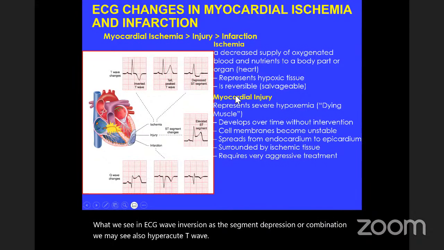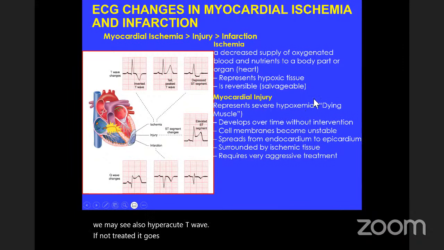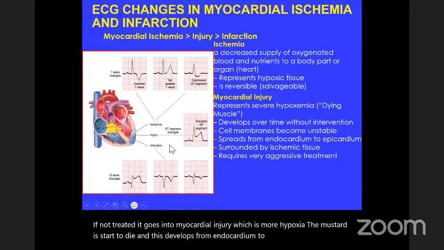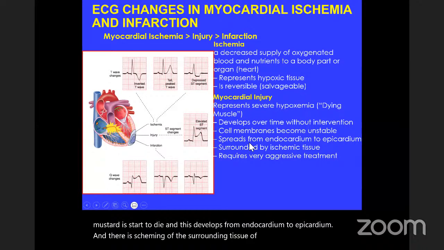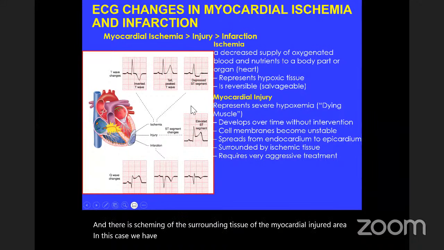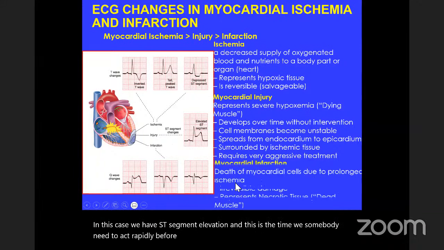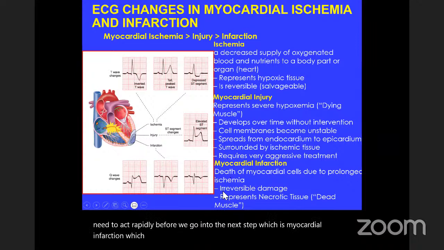If not treated, it goes into myocardial injury, which is more hypoxia. The muscles start to die, and this develops from endocardium to epicardium, and there is ischemia of the tissue surrounding the injured myocardial area. In this case, we have ST segment elevation. And this is the time where somebody needs to act rapidly before we go into the next step, which is myocardial infarction, which means death of the myocardial cells due to irreversible damage. And the tissue here is necrotic.